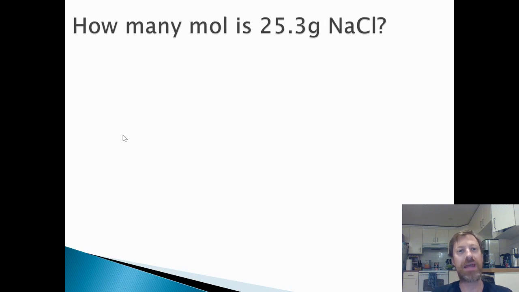Okay, let's do another problem. This one is going to be how many moles is 25.3 grams of NaCl? NaCl is sodium chloride. That's table salt.